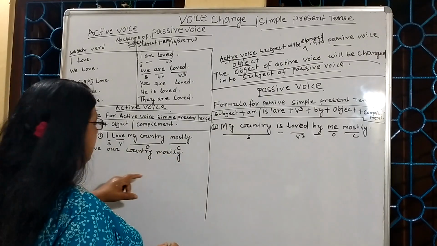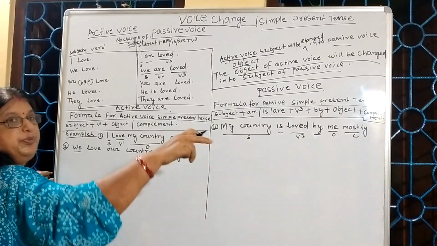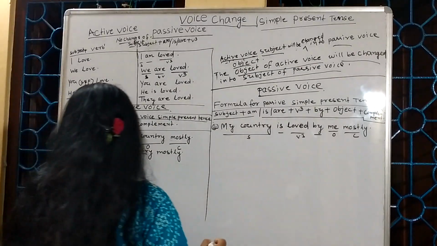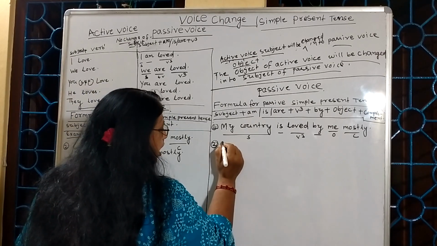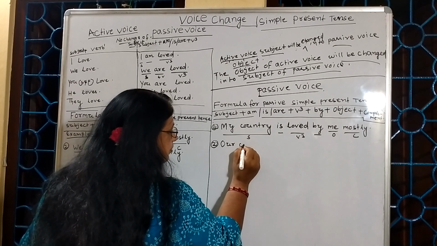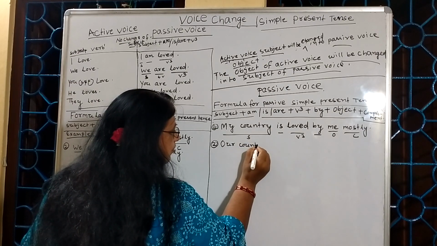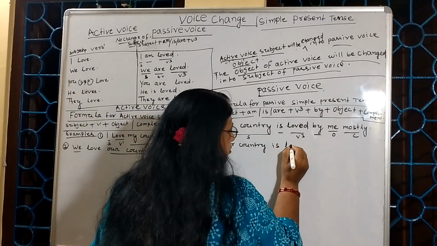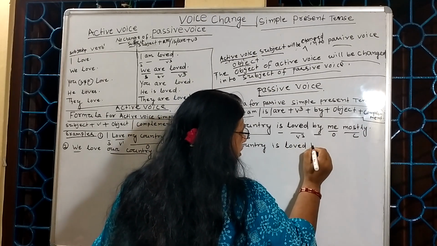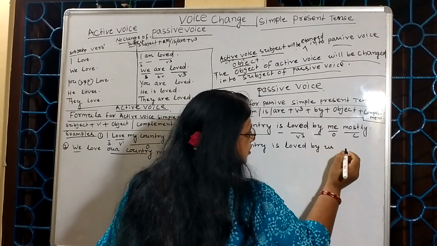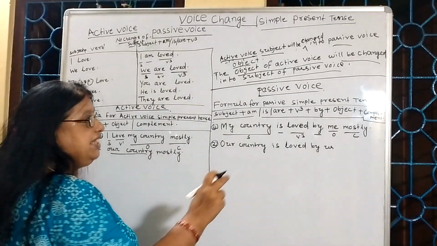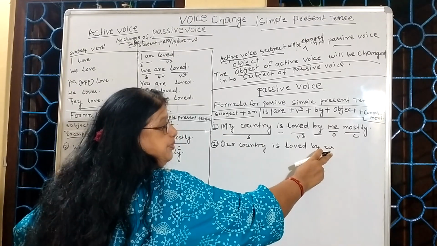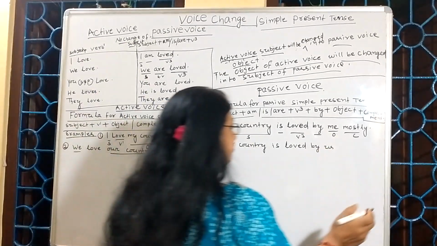So the subject of the active voice will be the object of the passive voice, and the object of the active voice will be the subject of the passive voice. Our country is locked by us. We will be changed into us. Subject we of active voice will be changed into object of a passive voice as us.